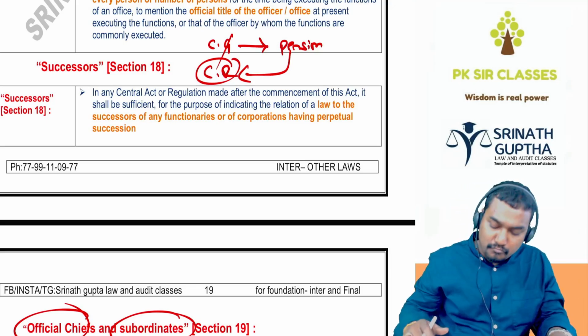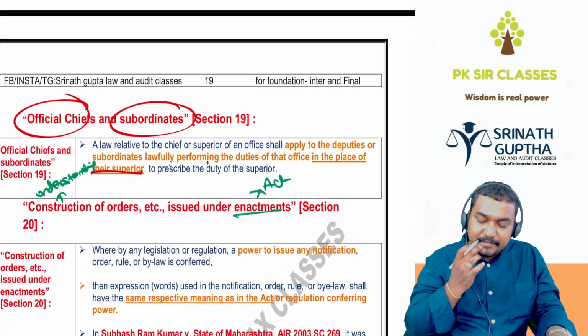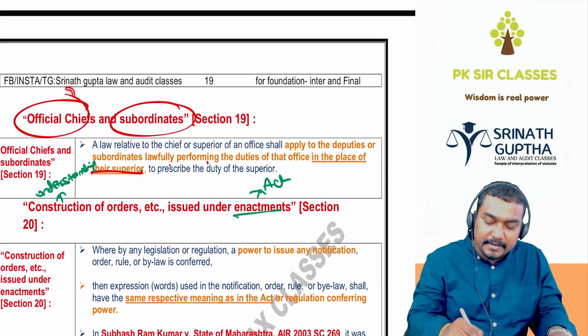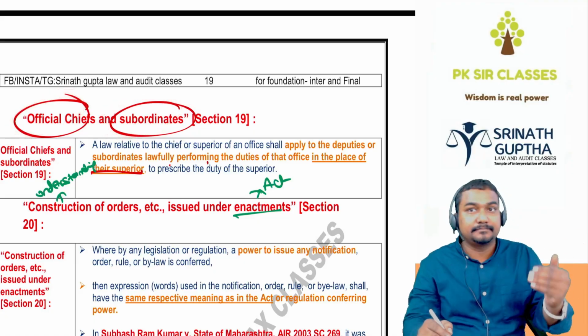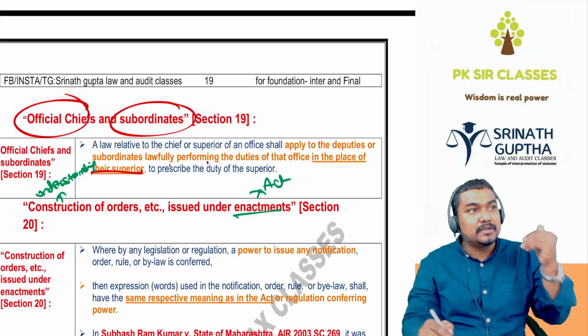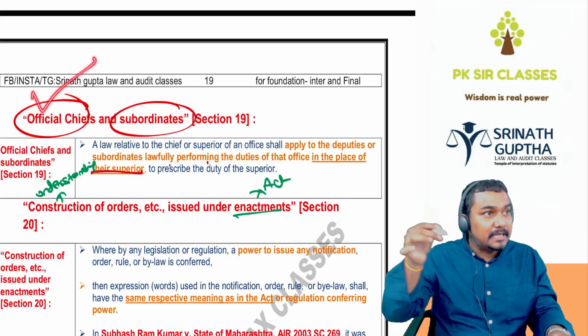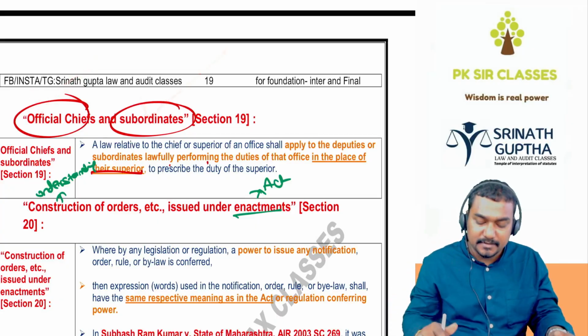Then next, official chiefs and subordinates. Chief means superior, subordinate means next category. If any rule is applicable to any superior, the same rule is applicable to his subordinate also.